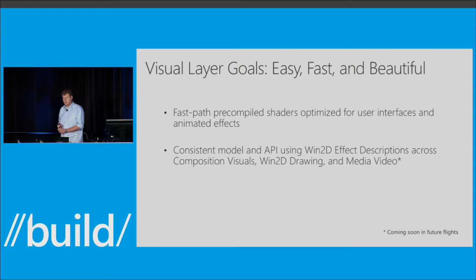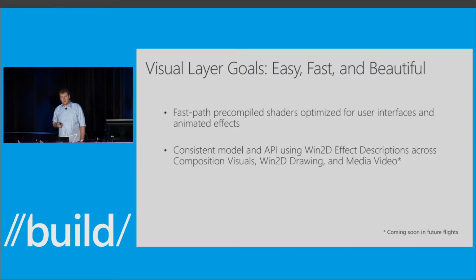So let's start with the goals for the effects system. The first thing is that when it comes to effects, performance is paramount in order to deliver a great user experience. The system has been tuned to deliver real-time effects and real-time blend modes operating at 60 frames per second. Another thing is if you've worked with effects with UI, images, or video in the past, you'll know that there is different ways of describing the same effects depending on which medium you're using. In Windows 10, we're converging on a consistent API where we'll use the Win2D effect descriptions.